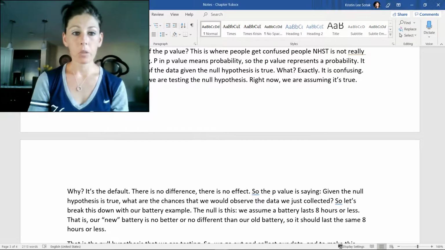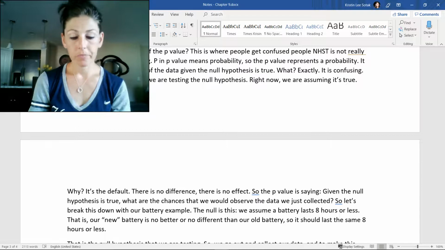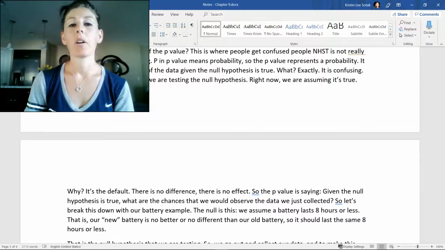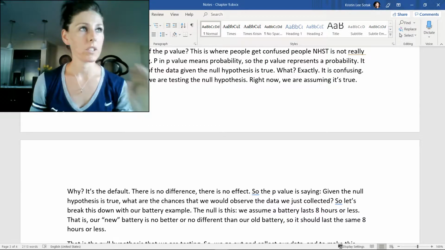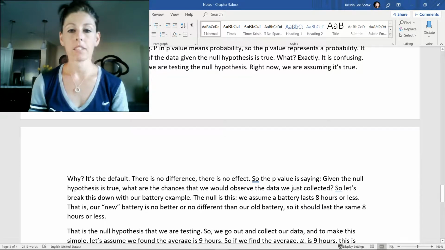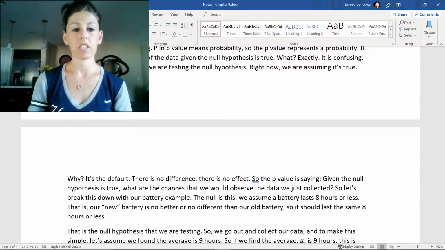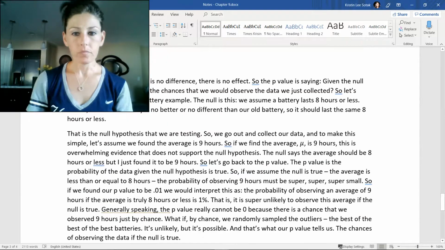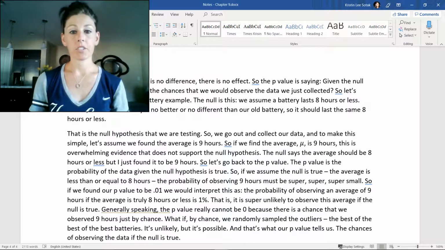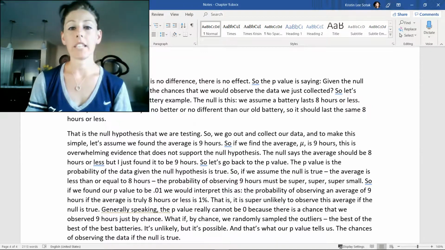So here we go. This is what it represents. The buildup, the suspense. I know, you can't wait to hear this. It is the probability of the data given the null hypothesis is true. That's what it means. What does that mean in English? I know it's confusing, but basically this is what we're saying. We're testing that null hypothesis. So right now, we assume it's true. We assume that there's no effect, there's no difference. Why? This is the default. So the p-value is saying, given that the null hypothesis is true, given that there is no effect, what are the chances that we would observe the data that we collected?